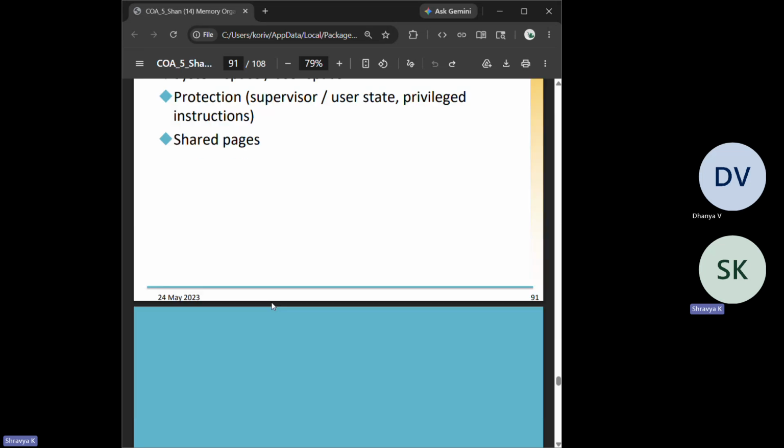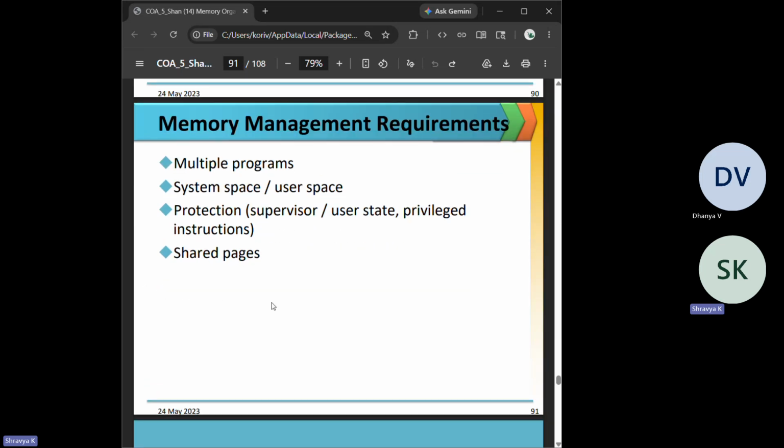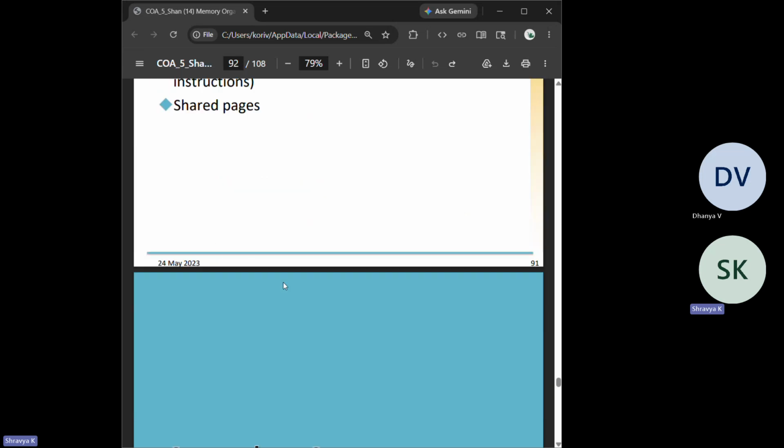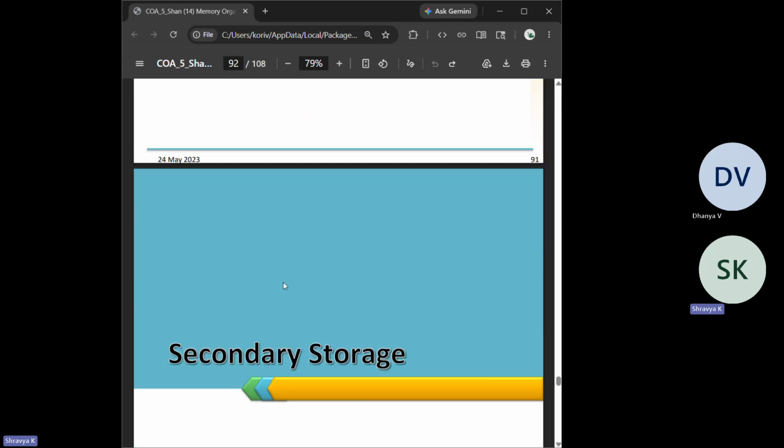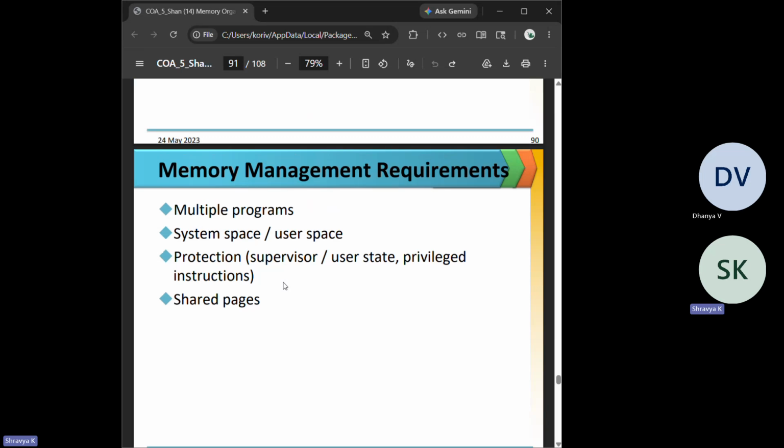And since the program is being broken down into different pages, you need shared pages, right? You may need communication of the data between pages sometimes, data or instructions, to have efficient memory management, right? So that is it about memory management requirements.